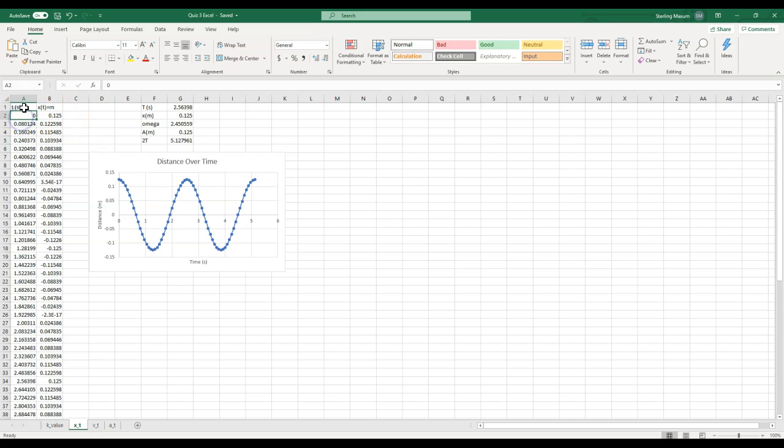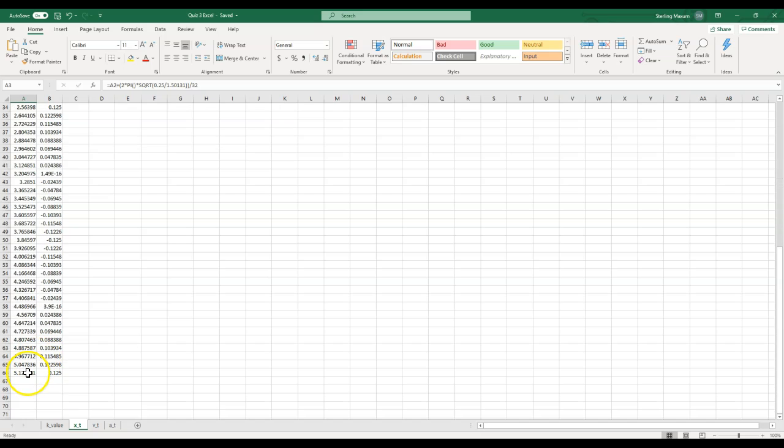For my time, I started with 0 and then made this complex thing where I took the previous time and added the period value over 32. But I had to write it as the period function, not as g1, because if I did that, then I couldn't just drag and click all the way down to fill in the same formula over and over again. Like so.